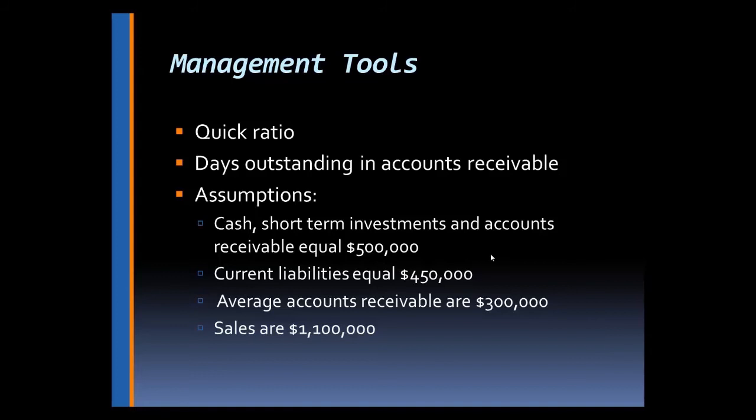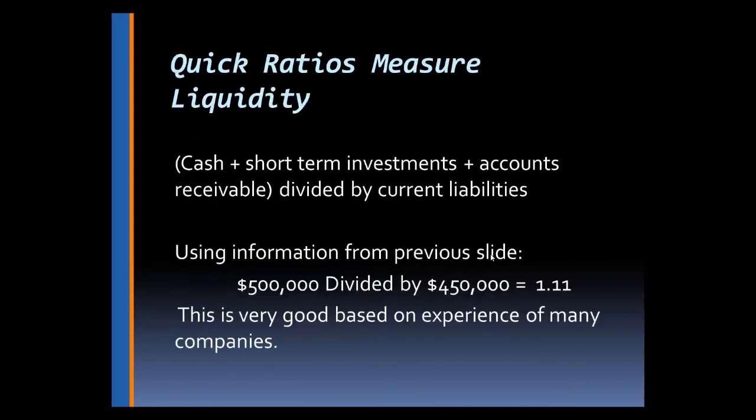Let's assume that we have current liabilities of $450,000. We have current assets representing our cash, short-term investments, and accounts receivable equal to $500,000. Now, in calculating the quick ratio, we only use cash, short-term investments, and accounts receivable. We do not use the remainder of the current asset accounts. And the average accounts receivable are $300,000. Our sales for the last year were $1,100,000. So now let's make a calculation.